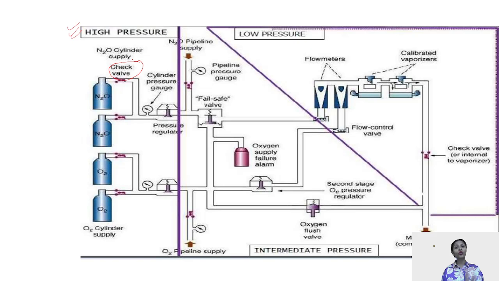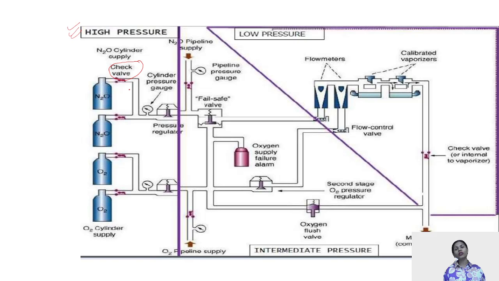It has two main functions. One, it checks that no reverse flow of the gas is there. Plus, these check valves are also meant to see that in case you have two cylinders that are attached to the anesthesia machine, these two gases do not mix with each other. So these are the two functions of these check valves.